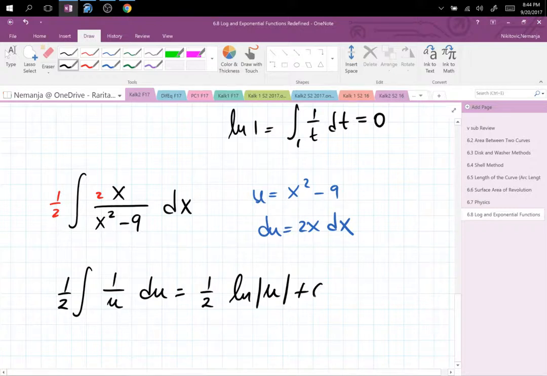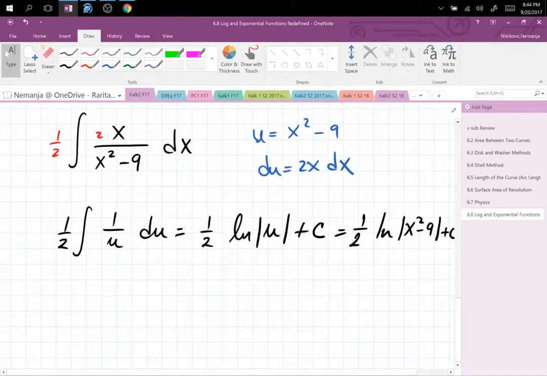u plus c. We go back to the x variable because the problem was posed in x. So be mindful of these.